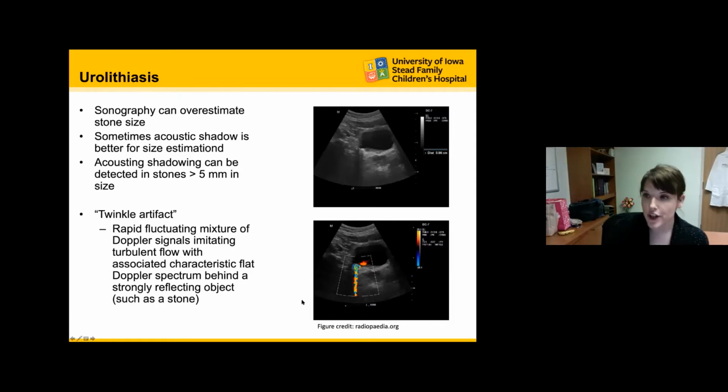You guys have probably heard of something called twinkle artifact, which is when you use Doppler flow on stones and you get this crazy color pattern within that acoustic shadowing. And that is just the reflectivity of the stone, this very reflective surface, and it's imitating turbulent flow. And so Doppler can be very helpful in diagnosis of stones as well.